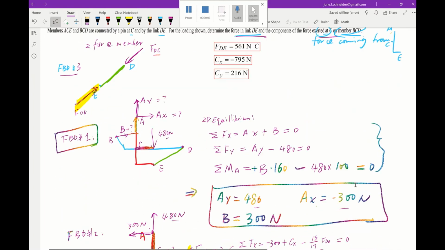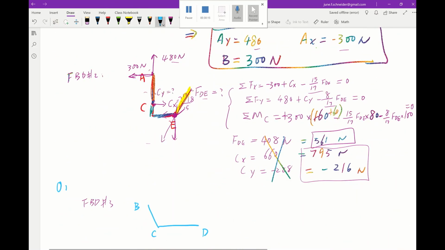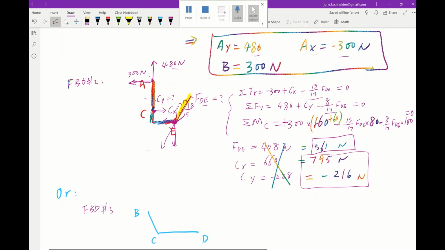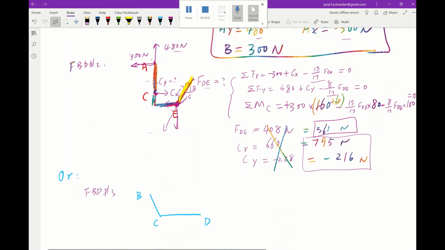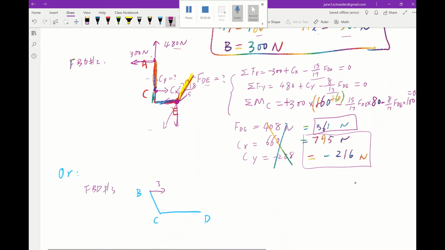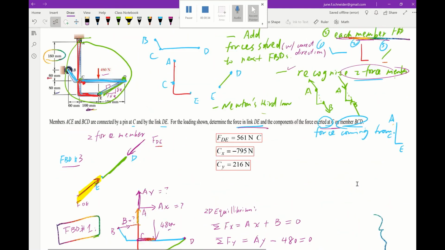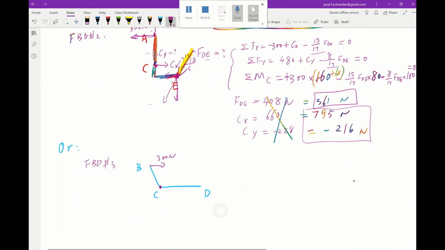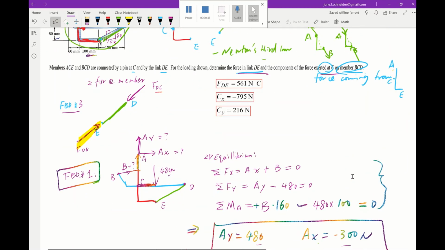And for BCD member, we'll have different forces. If we use BCD, B has a roller support we calculated in FBD1, it's 300. So that's going to be 300. And also, we do not know the reaction support at C, so we will have CX and CY, right? And then at D, we also have this FDE.